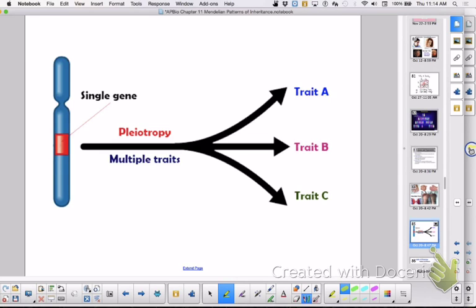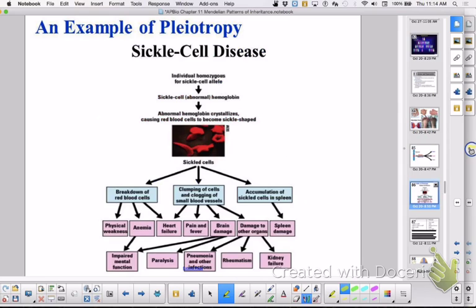Two or more distinct or seemingly unrelated traits. Another place where you see that is sickle cell disease. If you have sickle cell disease, your red blood cells are sickled, so you don't have that biconcave disc all the time, but you have other factors as well.